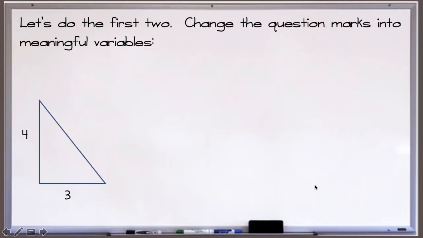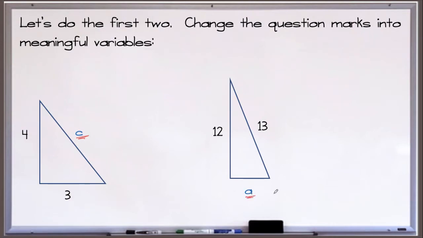Simulan natin sa unang dalawa. What to do? So, we change the question marks into meaningful variables para makompute naman natin na maayos. So, these are the two triangles na pag-uunahan natin ng pansin. And we change the question mark to the variable, the letter C. And then itong isa naman, we change to the variable letter A. Alright? And let's start computing.